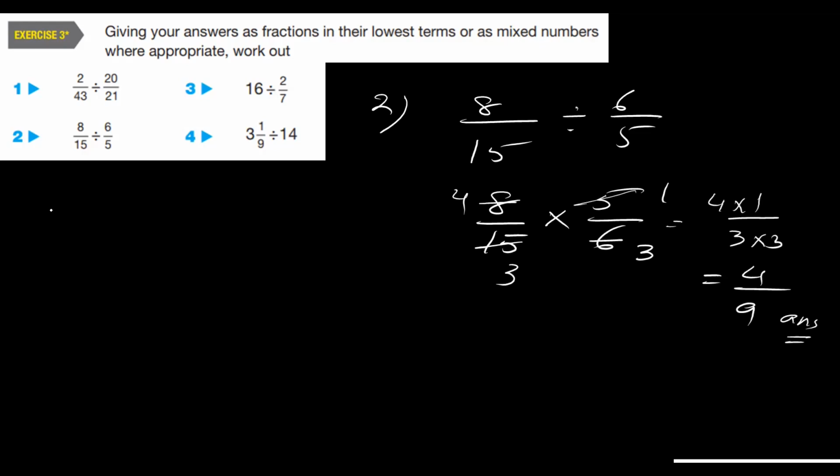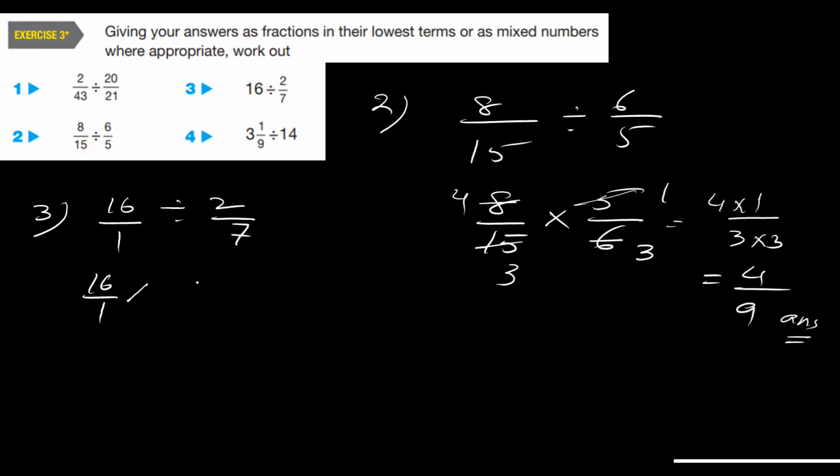So question number 3. 16 divided by 2 by 7. Now 16 is a whole number. If there is nothing under it in the fraction, it means there is a 1 which is hidden. We can write it as it is because it's the same. 16 by 1 equals 16. So 16 by 1 will be kept as it is.